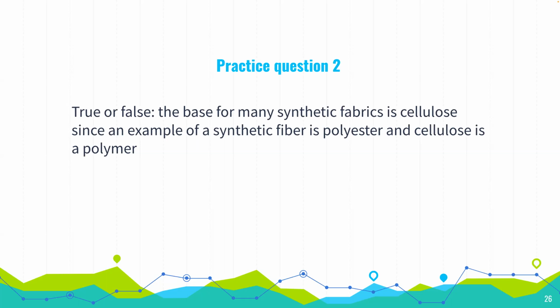I would say cellulose comes from plants. Many plant fibers actually come from cellulose. This one could be kind of confusing because of rayon, which is regenerated cellulose, but the part that says an example of a synthetic fiber is polyester and cellulose is a polymer: the base of polyester actually is not cellulose, it's polyethylene terephthalate, which is a type of plastic.